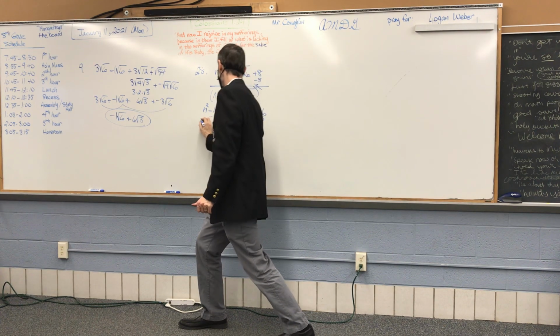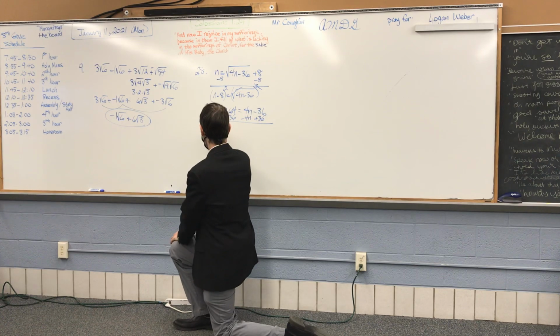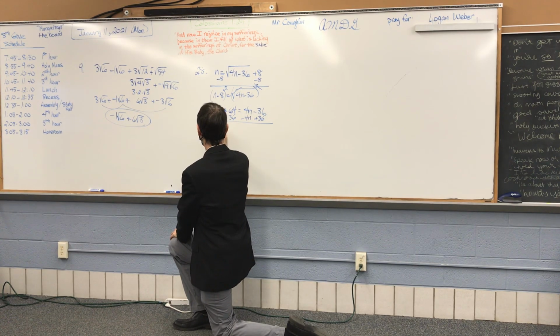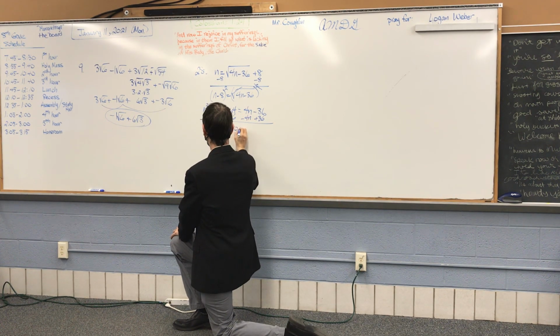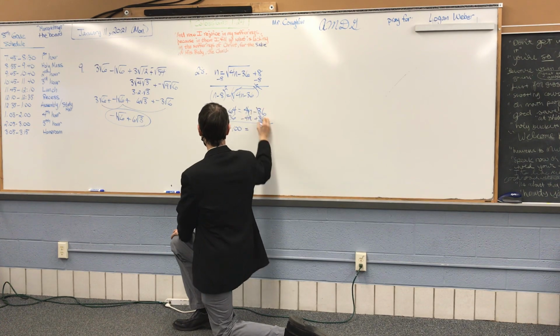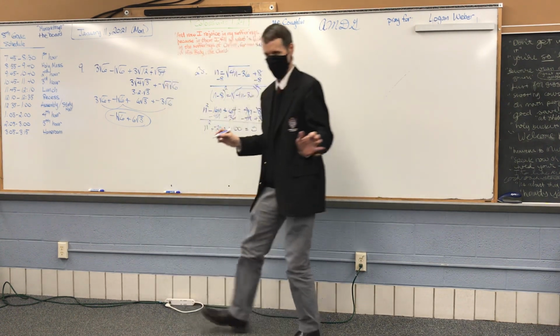Let's see what happens. What do you get? N squared plus negative 20 n plus 100 equals, the terms cancel, and you make 0. Is that right so far?